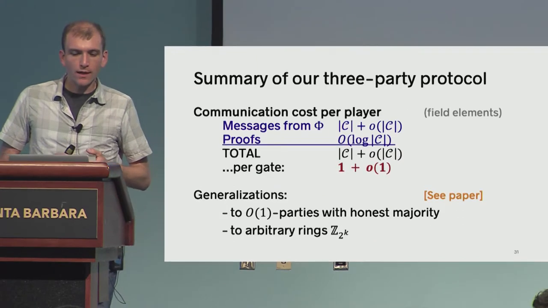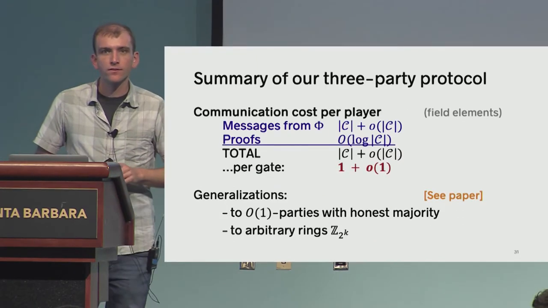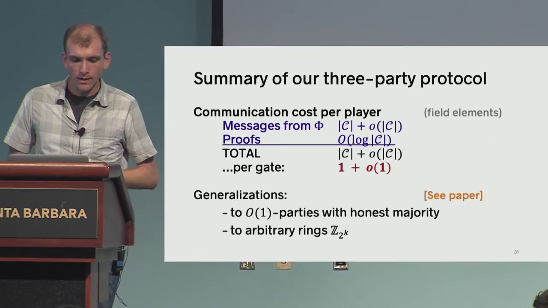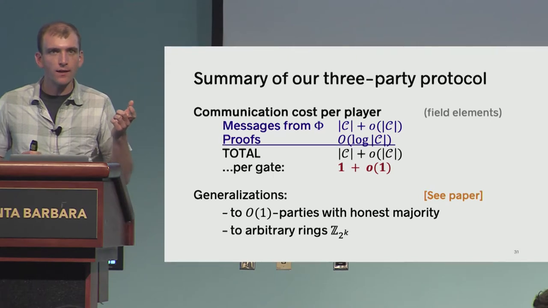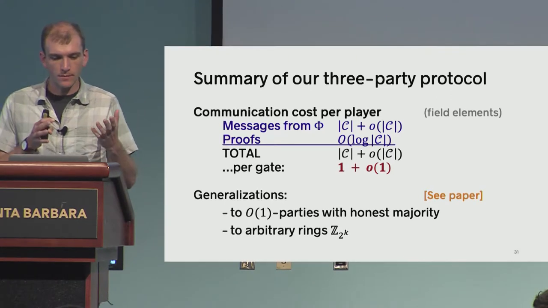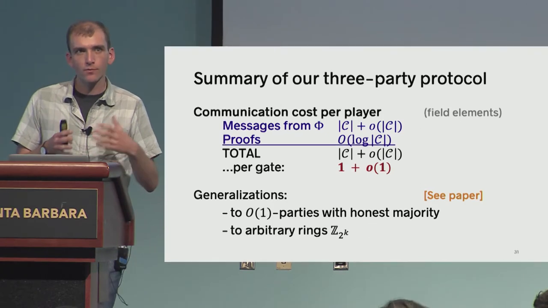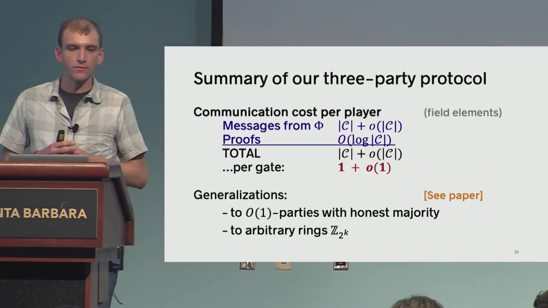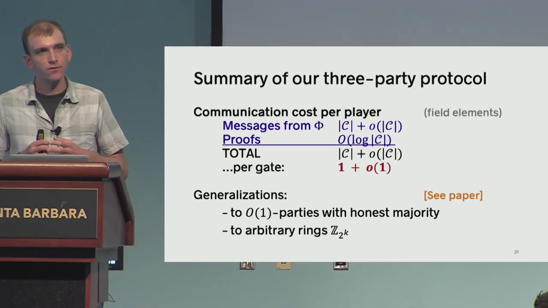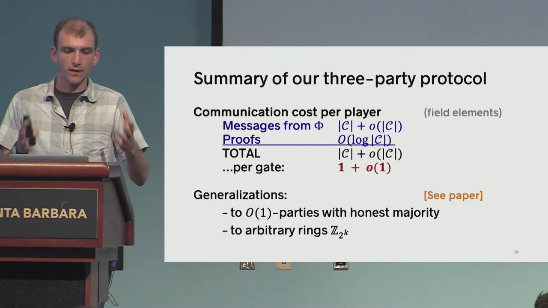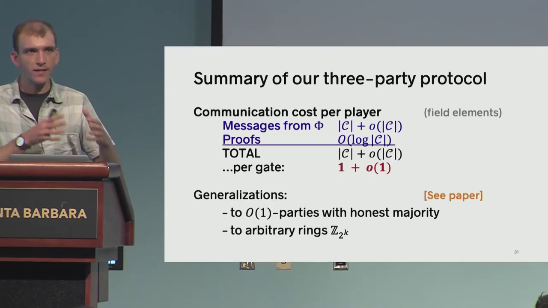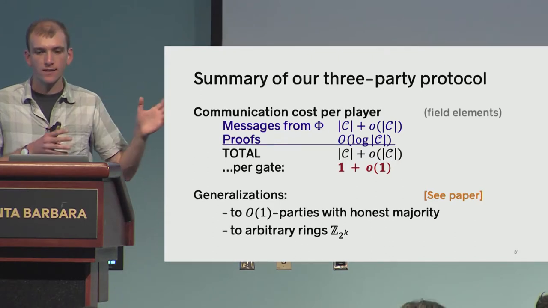So just to give you a summary of what the cost is, well, there is C plus little o of C messages from the underlying MPC protocol. The step of proving things to each other just required log C field elements. So on average, per party per gate, we're looking at 1 plus little o of 1 field elements. And in the paper, we go through a number of generalizations to, say, a constant number of parties with any honest majority, or to arbitrary rings. So if you want to work over 32-bit integers or 64-bit integers, similar ideas apply.